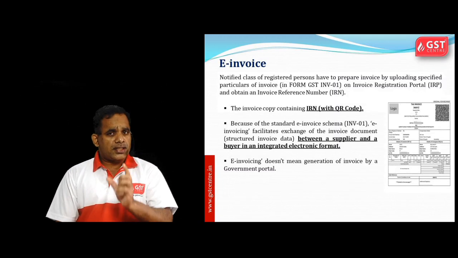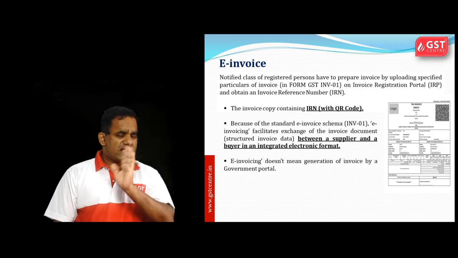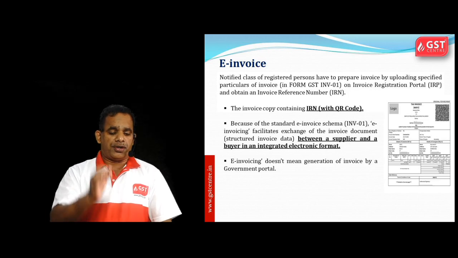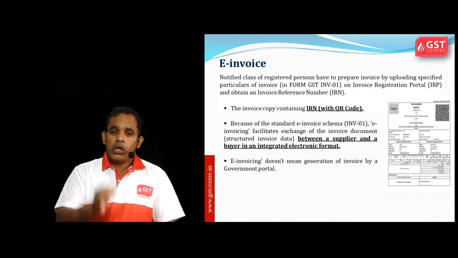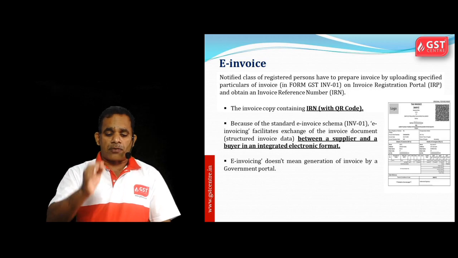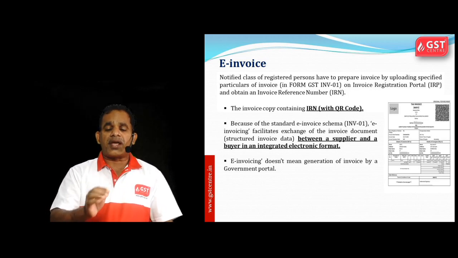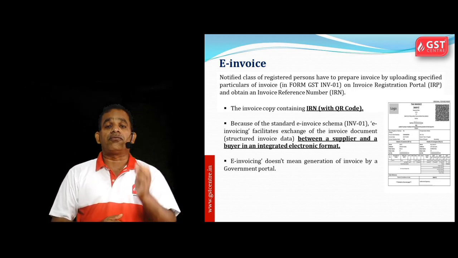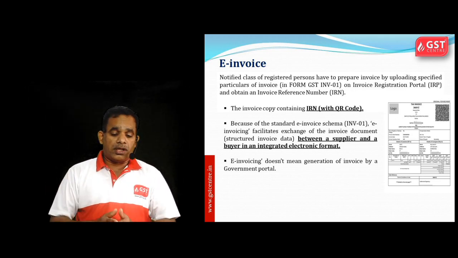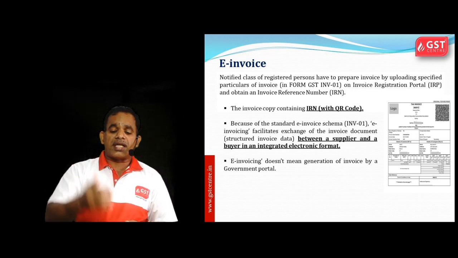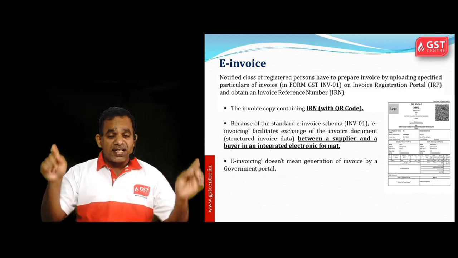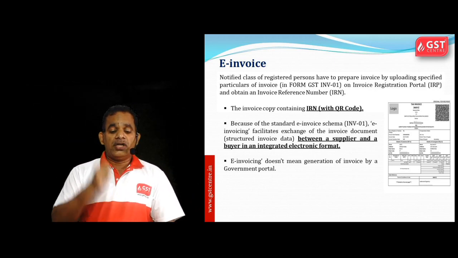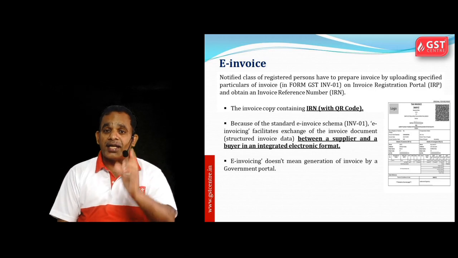Then let us study about e-invoice. It is a very important concept nowadays. See, e-invoice, I will read this para. Notified class of registered persons have to prepare invoice by uploading specified particulars of invoice, that is in form GST INV-01, that is an invoice form, on the Invoice Registration Portal. So there is a registration portal by the government, and obtain an invoice reference number, that is IRN.